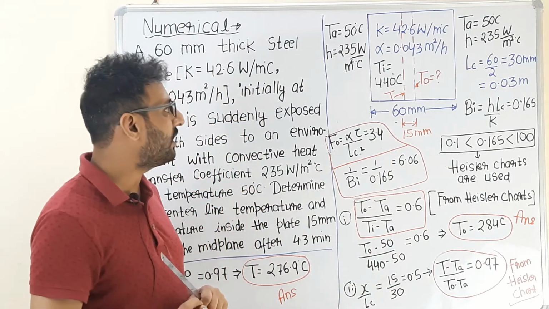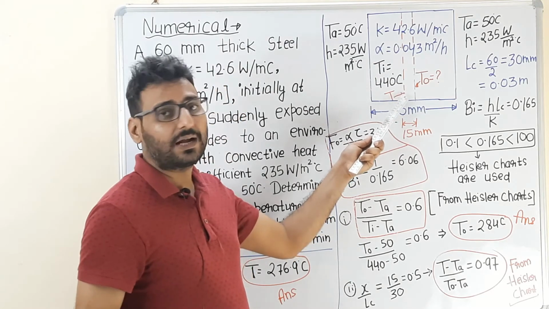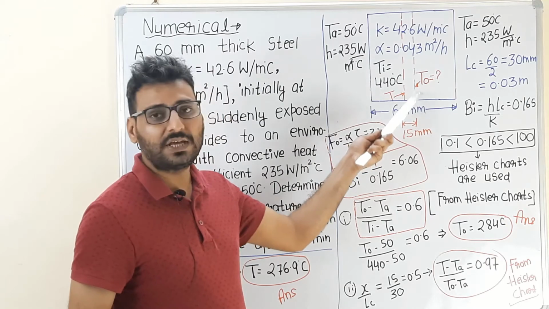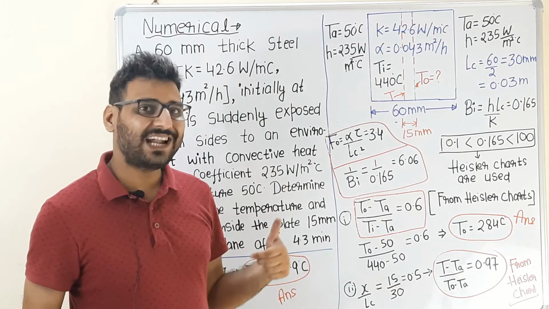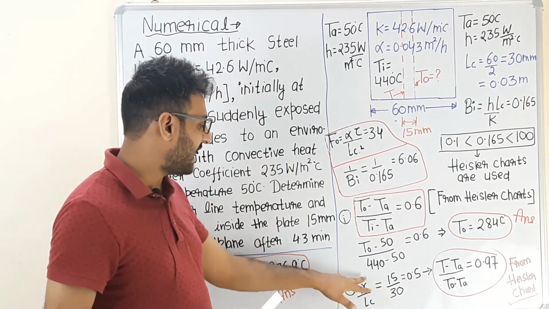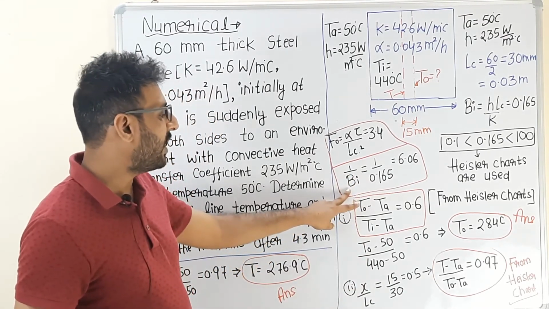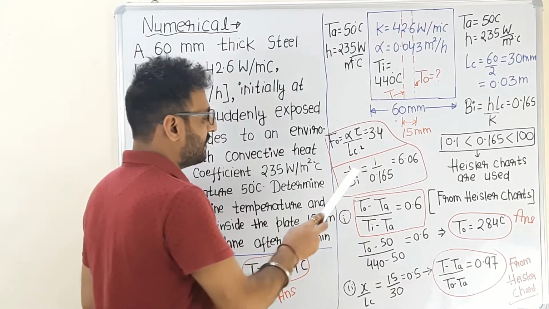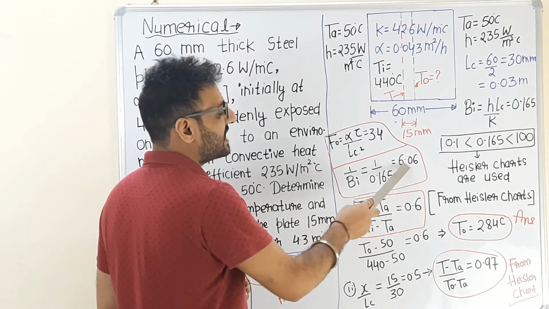Now we have to determine the value of temperature at a point which is at a distance of 15 mm from the mid plane of the plate. As we already know, for the second type of Heisler chart we need to have the value of these two, x by Lc and 1 upon Biot number, and we can determine the value of this factor from the Heisler chart. We have already determined 1 upon Biot number, which is 6.06.